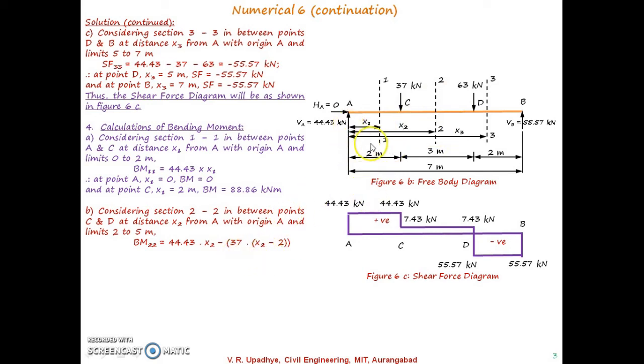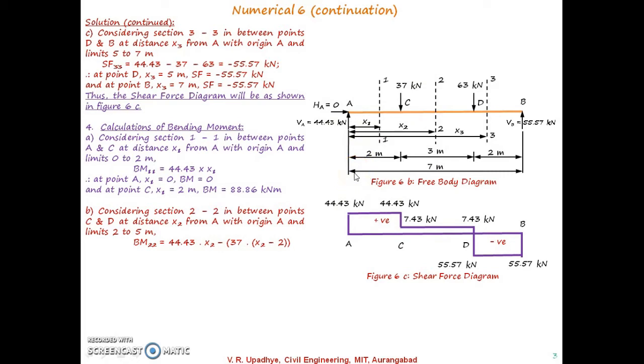So what will it be? From A up to section 2-2, the distance is x2, and from A up to point C, the distance is 2 meter. So the remaining distance from point C up to section 2-2 will be x2 minus 2. So the moment of the 37 kilonewton force up to section 2-2 will become 37 multiplied by x2 minus 2 meter, that is the distance between C and section 2-2.